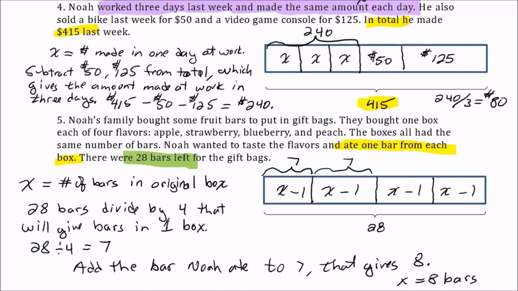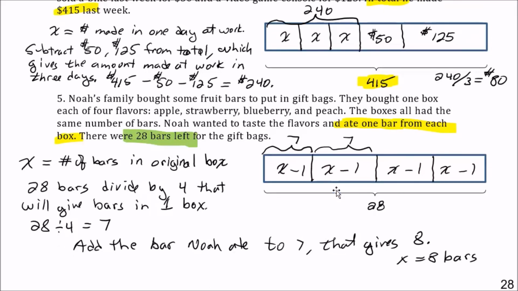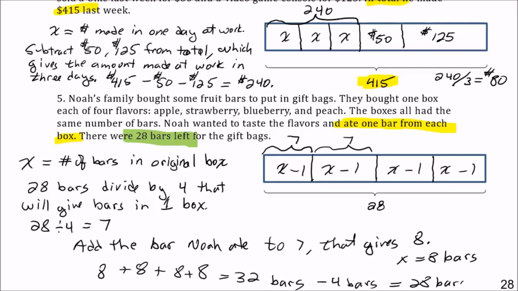And we could kind of double check this by thinking about, let's say Noah shows up with those 4 boxes and there's 8 bars in each box. Right, so that would have been, well, let's add those up if we think about this a little differently. If we add those up, Noah showed up with 32 bars, and then he ate 1 from each box. So that would give us the 28 bars. That's another way to kind of check it and think about it.